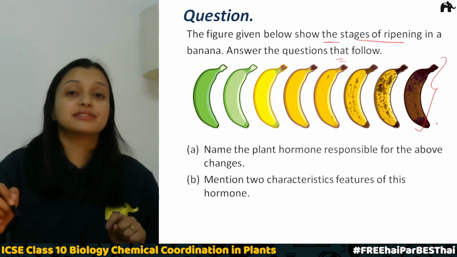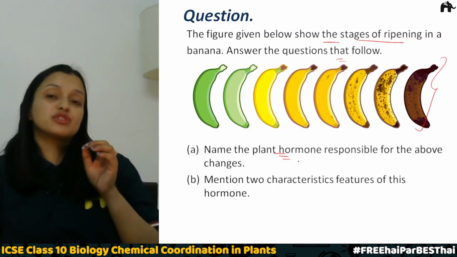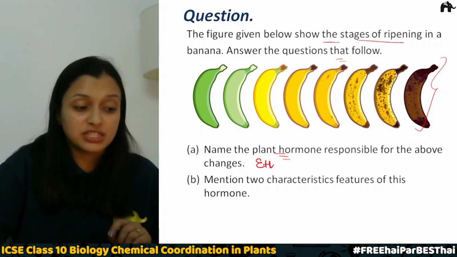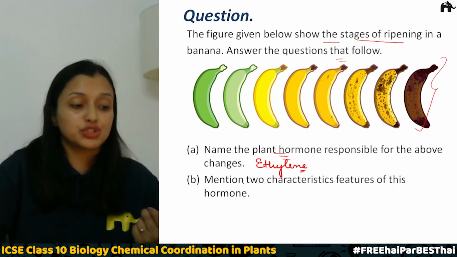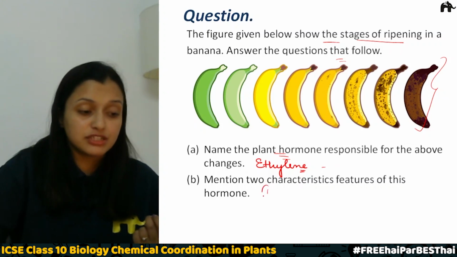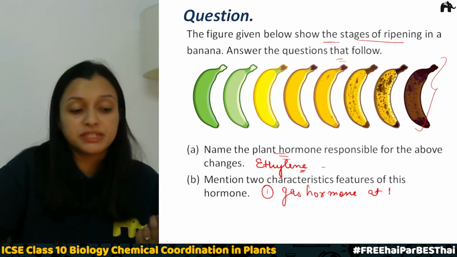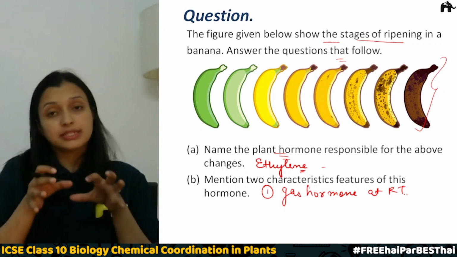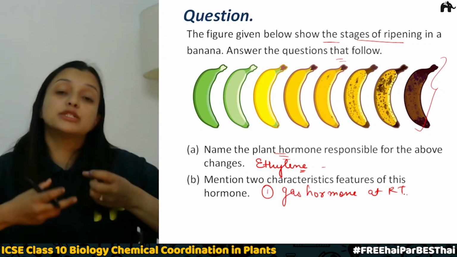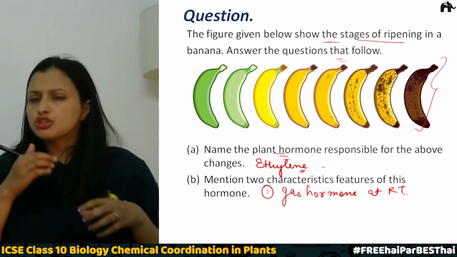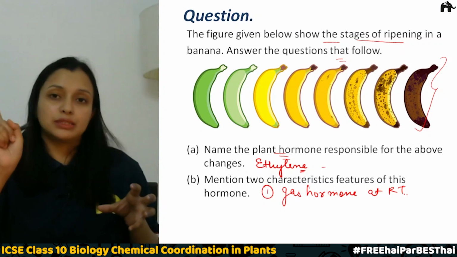So what is happening over here? The banana is getting ripened, right? Name the plant hormone which is responsible for this. That is ethylene, right? We have to give two characteristic features of this particular hormone. The very first thing is that this is a gaseous hormone at room temperature. And the site where it is produced, it remains at that particular site. Just to recall what we have studied in this chapter, hormones are produced at one place and then they are transported to another place, right?